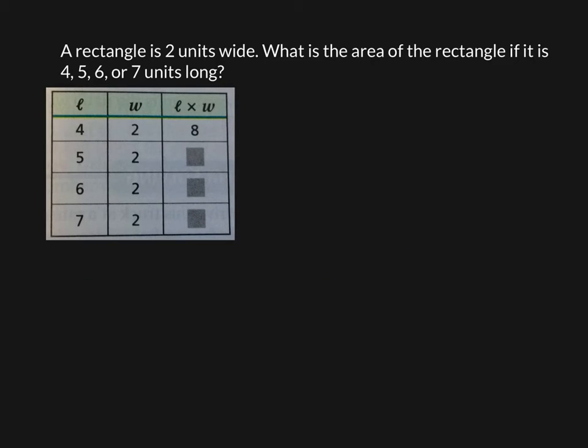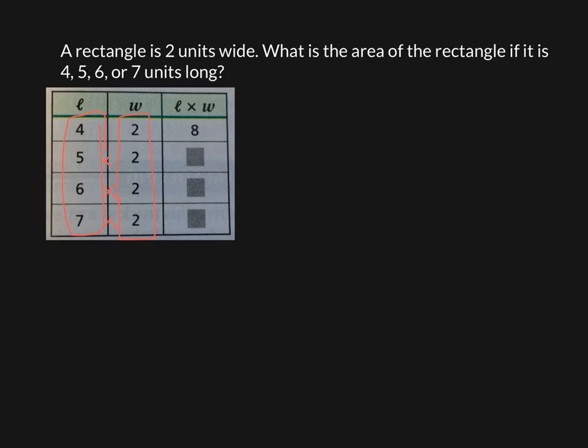All right, so a rectangle is 2 units wide. What is the area if the rectangle is 4, 5, 6, or 7 units long? So we can see from our table here, we've got 2 is our constant. It's always going to be 2. And our variable is 4, 5, 6, 7, and 8. So our length is going to be our variable. So given this nice little table, we really don't have to do a whole lot of work. All I'm doing is multiplying all of these.